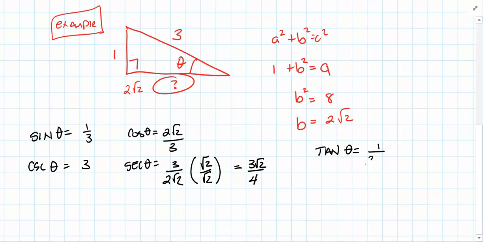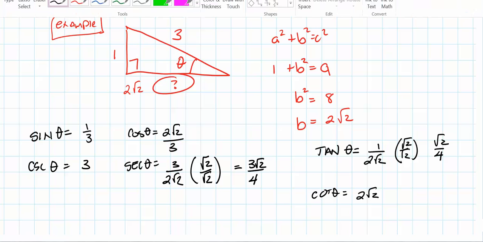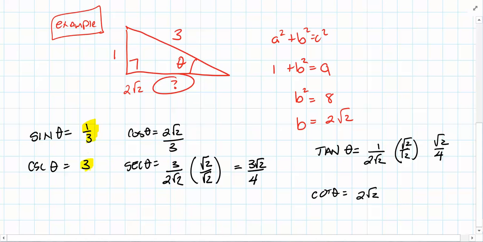So that's 1 over 2 rad 2. And then I have cotangent of theta is just 2 rad 2. I did that one first because all I have to do is take the reciprocal. Tangent, I'm not allowed to leave like that. I need to multiply out rad 2 over rad 2, which gives me rad 2 over 4. So there you go. And now I have all 4 of my trig ratios given to me in terms of theta.